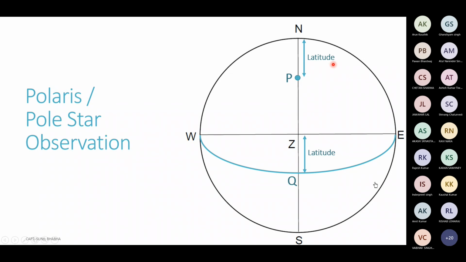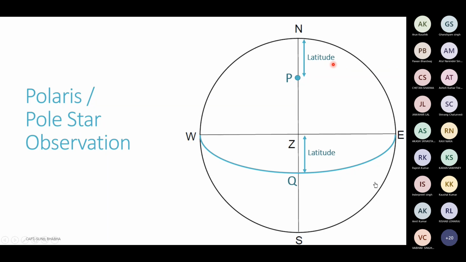If they were lit up, there was some star or some light there, then we would be able to take their altitude and get our latitude very, very easily. But unfortunately, the poles are not lit up. But there is one special star which is very, very close to the north celestial pole.